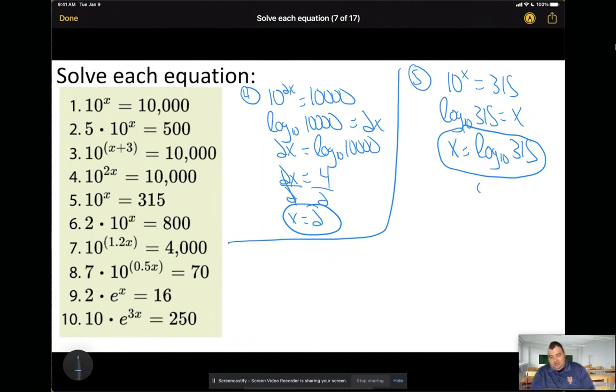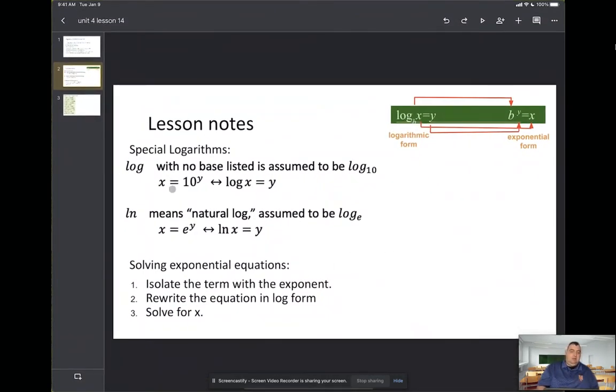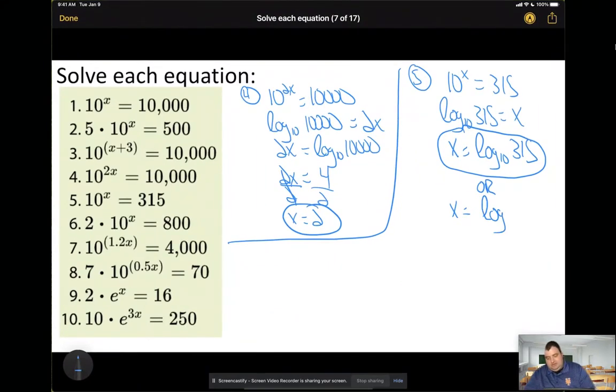I should mention that if we go back to our lesson notes for a second, remember log with no base is assumed to be log base 10. So if I just wrote log 315, that would also be correct because log 315 means log base 10 of 315. If this were a quiz, either one of these would be considered correct.